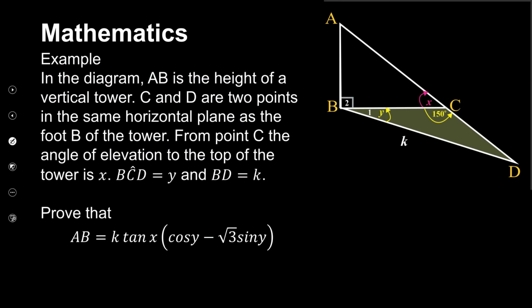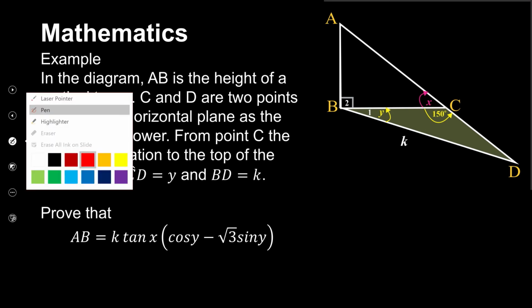Okay, in this diagram, AB is the height of a vertical tower. C and D are 2 points in the same horizontal plane as the foot of the tower B. From point C, the angle of elevation to the top of the tower is X. BCD is equal to Y, and BD is equal to K. And they want us to prove something about AB, that AB is equal to K tan of X times cos of Y minus root 3 sine of Y. Now that looks pretty complicated, but let's break it down and see what is it that they're actually looking for.